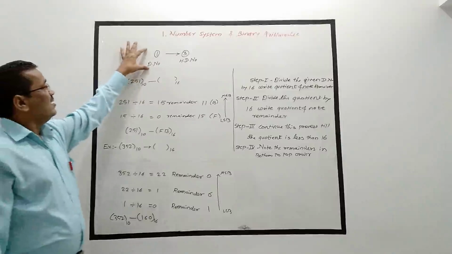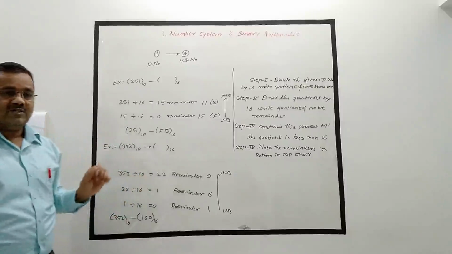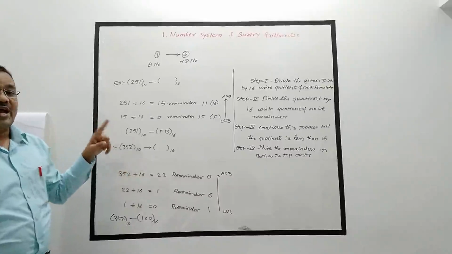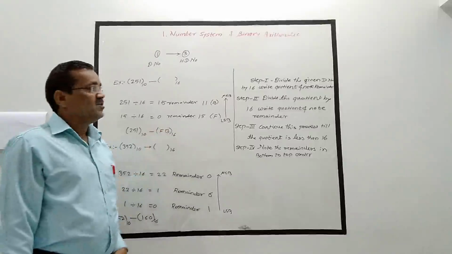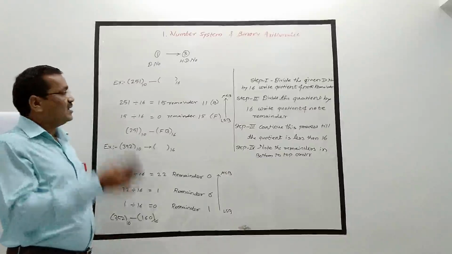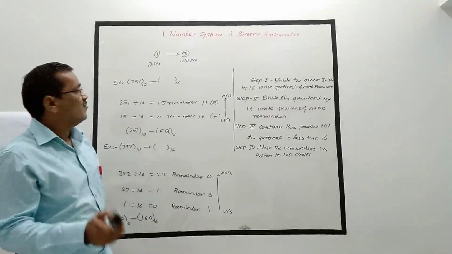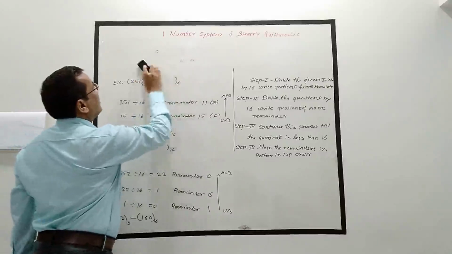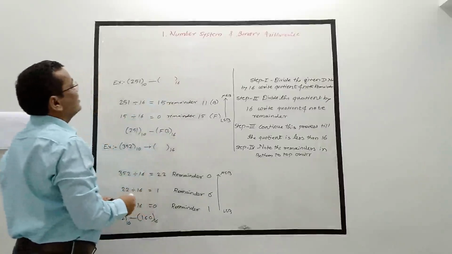Now this is for integer numbers, but suppose we want to convert the decimal fraction into hexadecimal fraction. What is the procedure? We have to write the procedure and take one or two examples, and from those examples we can understand how we convert decimal fraction into hexadecimal fraction.